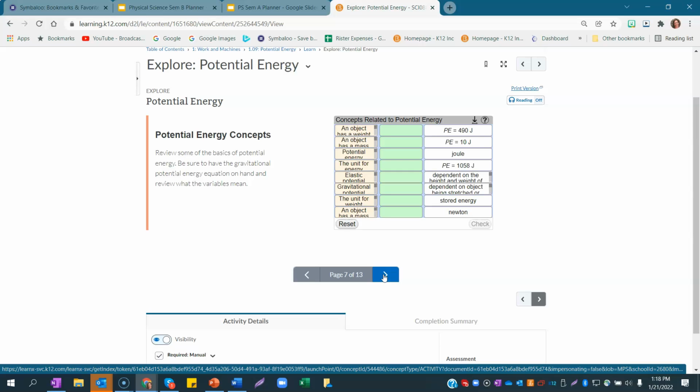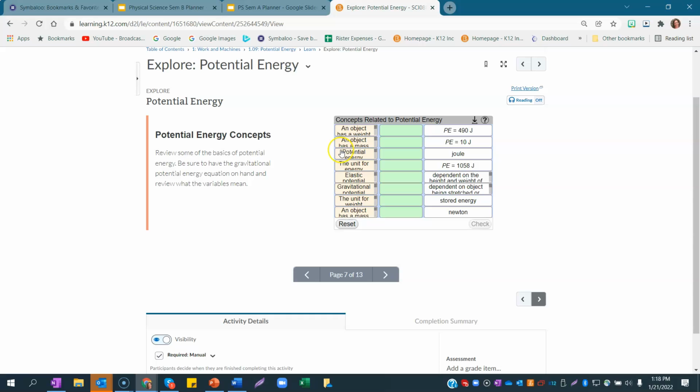So here are some potential energy concepts. You're able to go through and match some of these together to just get some practice. I encourage you to do that. Make sure you have them all correct. Take a screenshot and put these in your notes.